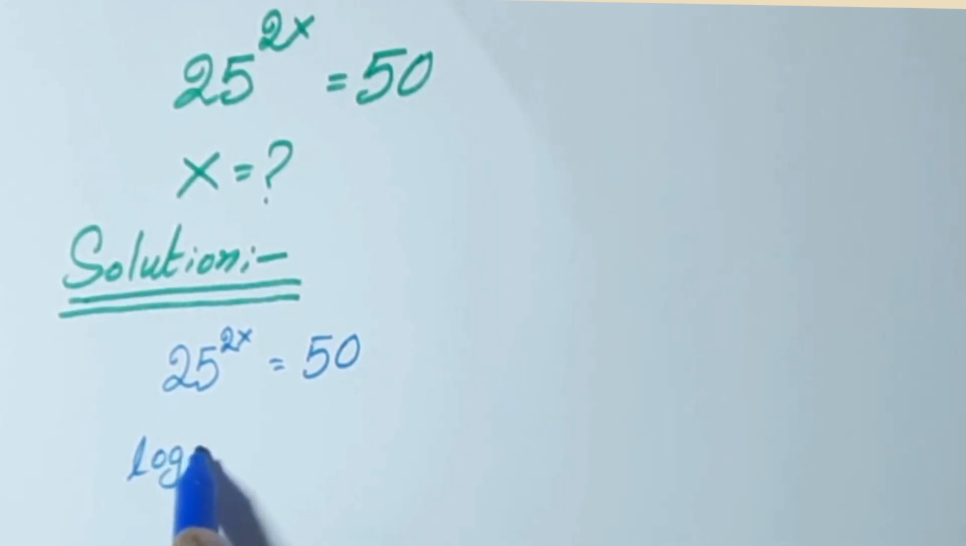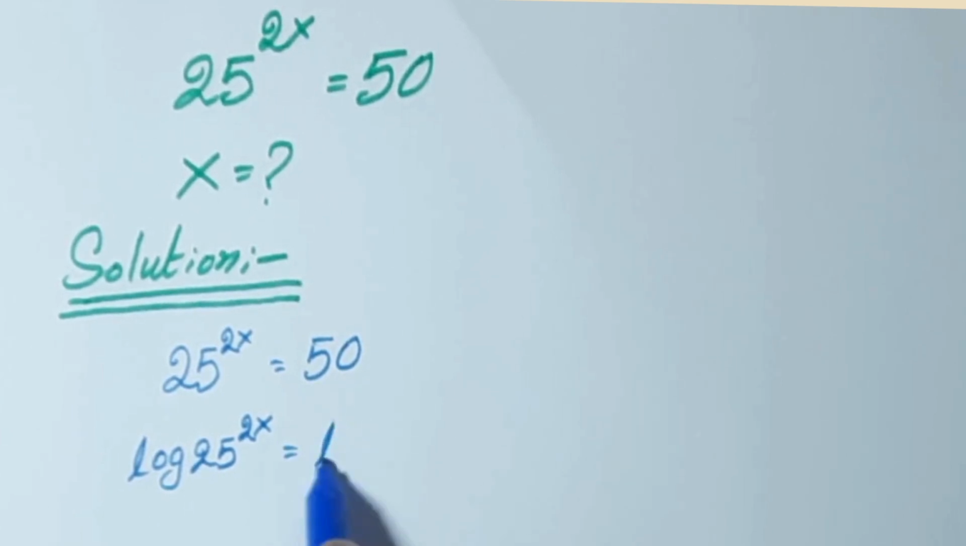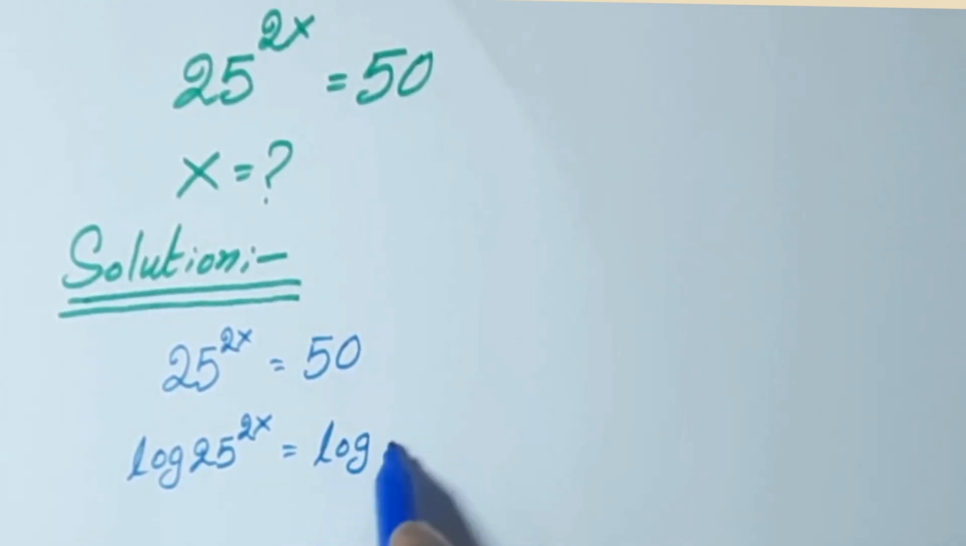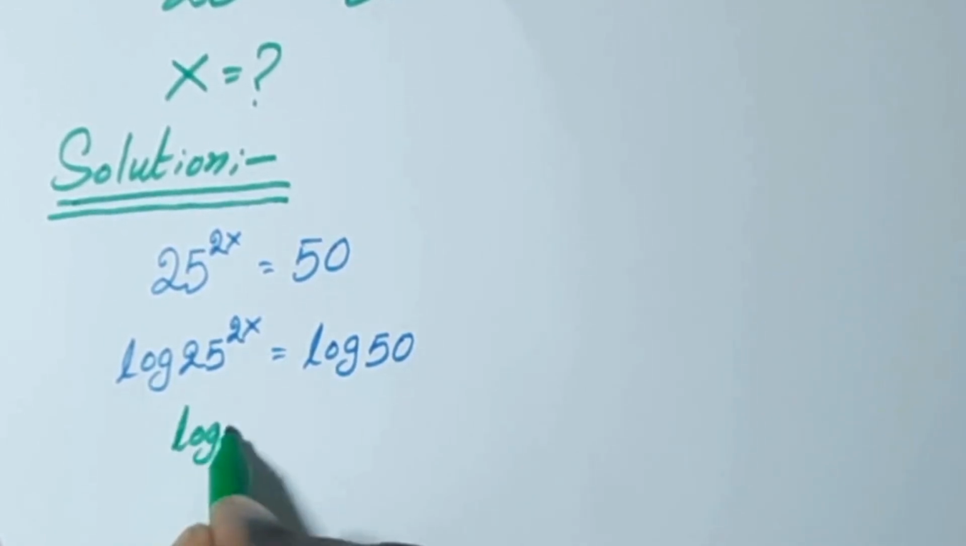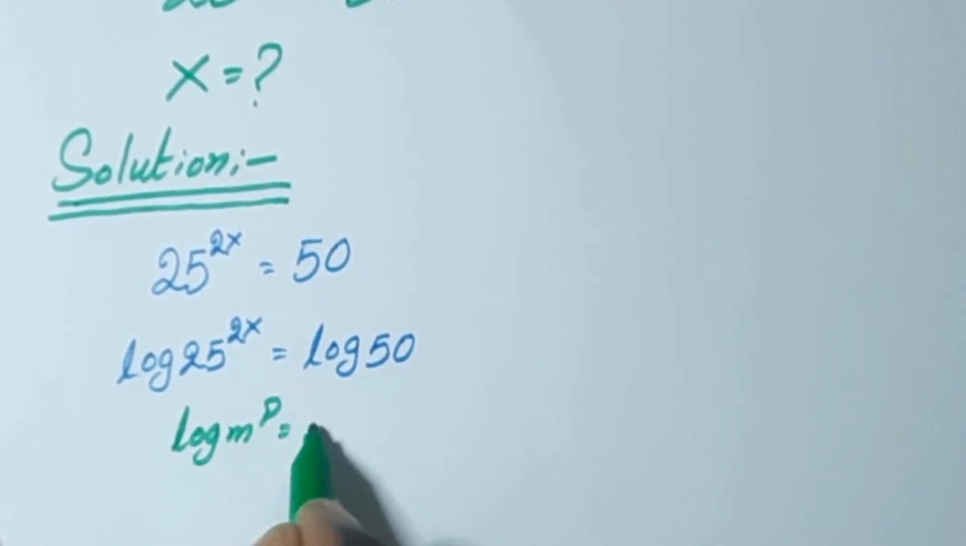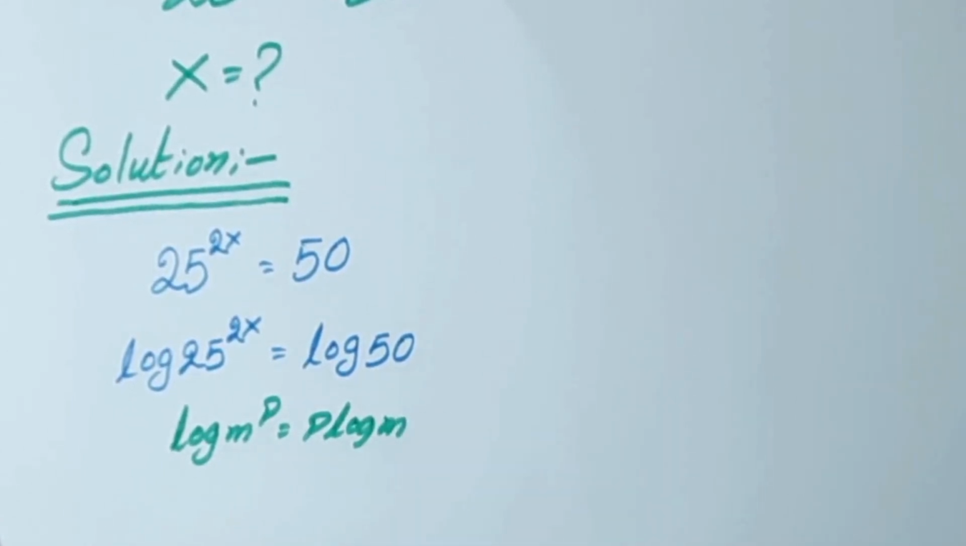Log 25 power 2x equal to log 50. Log m power p equal to p log m. This formula we are going to apply here.